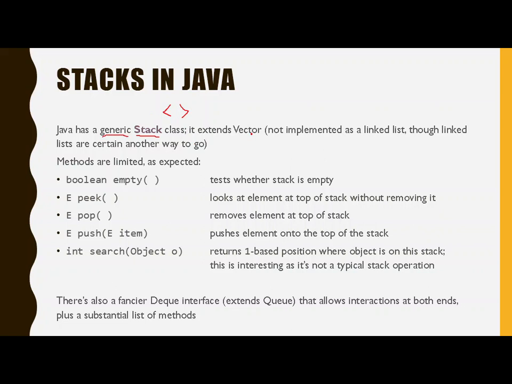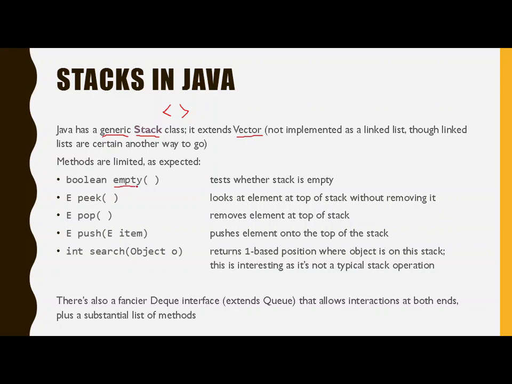Now, it does a little different implementation. It extends the vector class, which is not implemented as a linked list. It doesn't really make any difference. If you're going to use theirs, you use theirs and it'll work fine. Now, the methods are very limited. As we've said, stacks and queues by nature have very few methods. And so here literally are all of the methods in that stack class.